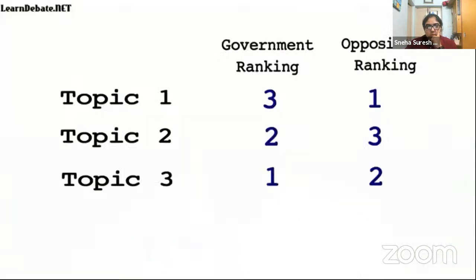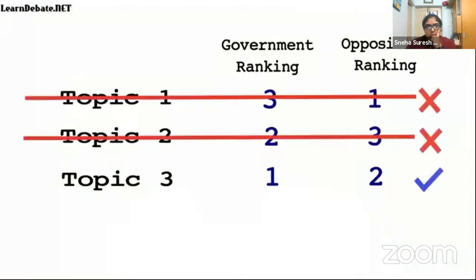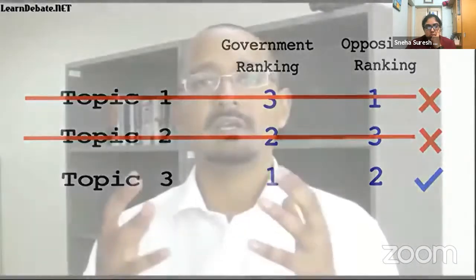They will cancel each other off. So if the government team ranked the first topic 3rd, the opposition ranked the second topic 3rd, then the first and second topics are cancelled, and you will debate the 3rd topic. In the situation where teams rank the same topic 3rd, but reverse the other 2 rankings, then you have to flip a coin to decide who gets their first choice.